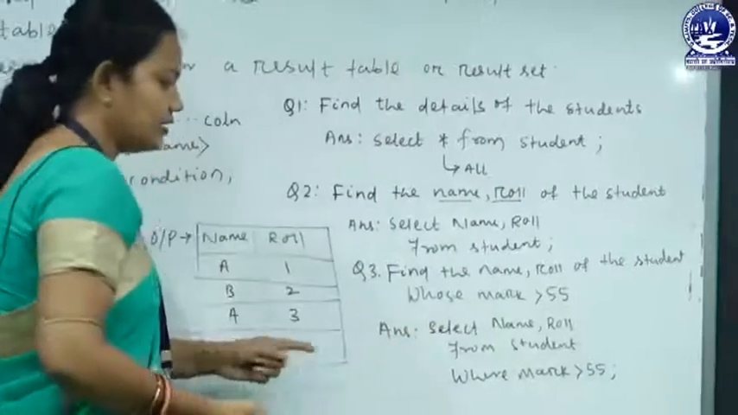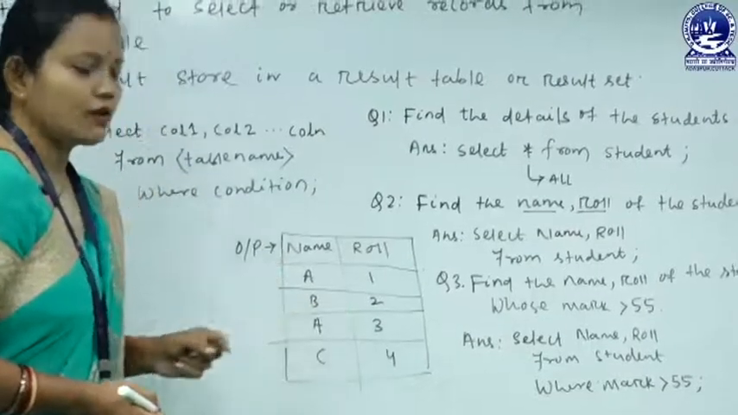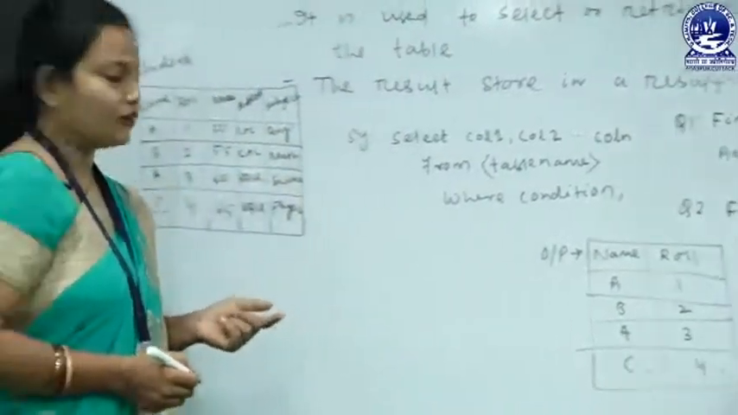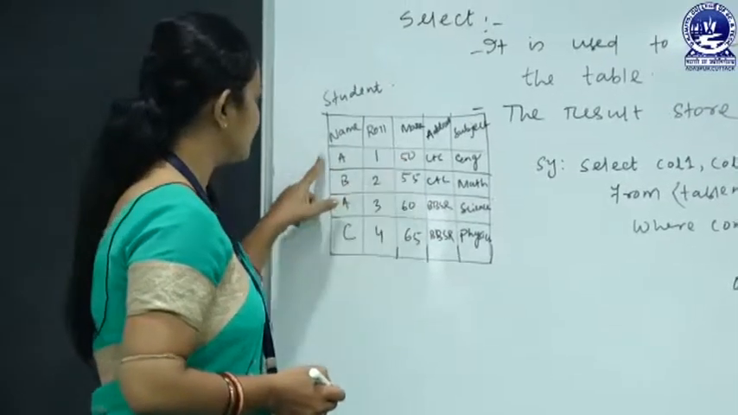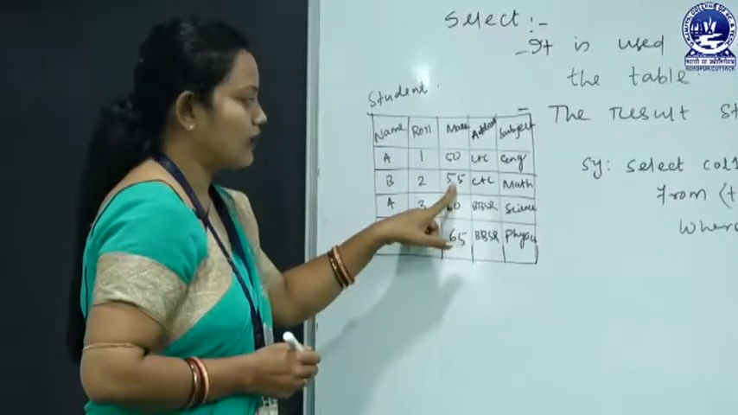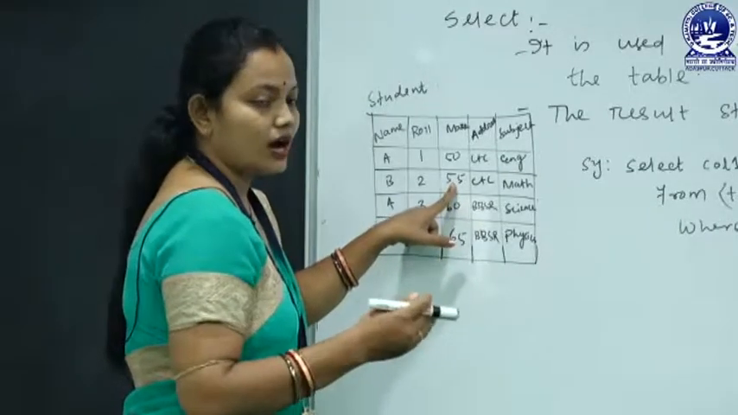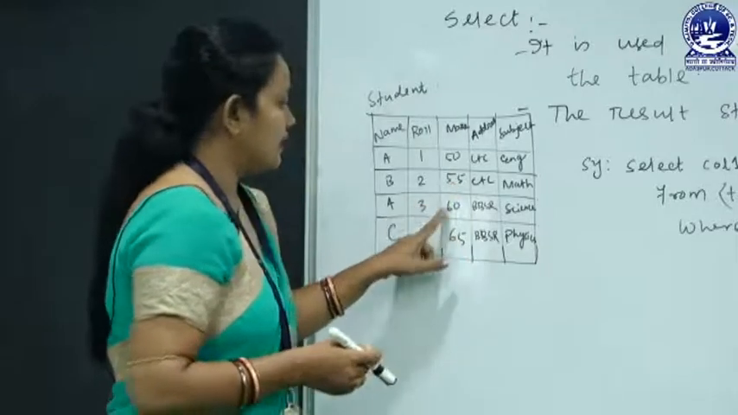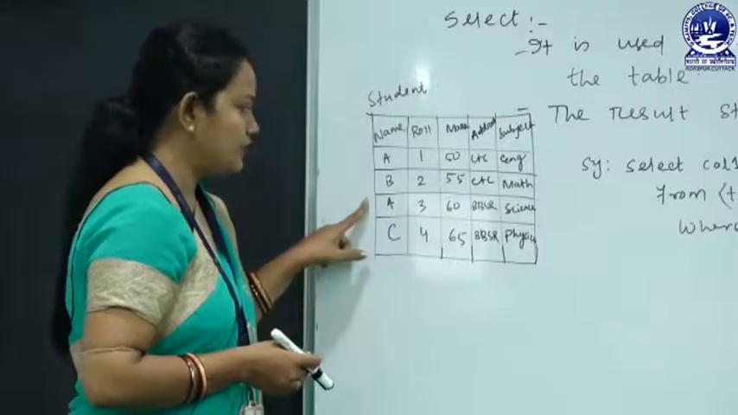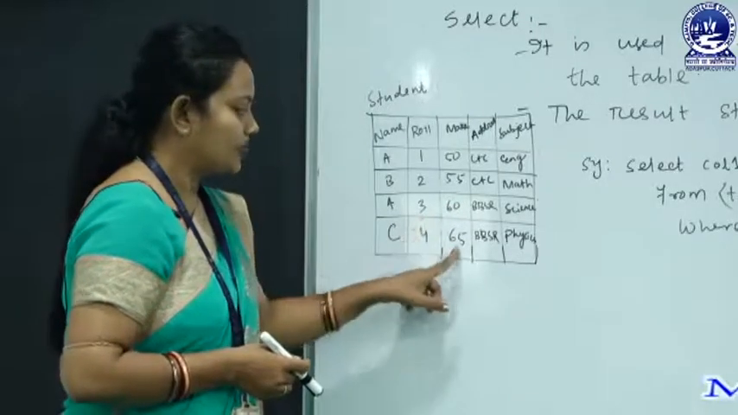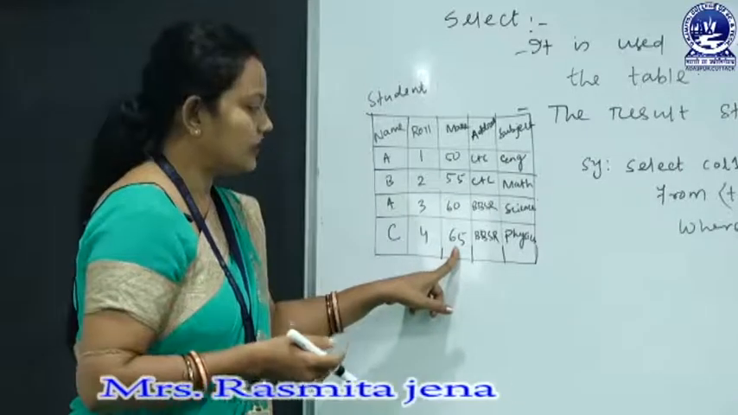Then what will be the result after executing this query? It will filter those students' names and rolls whose mark is greater than 55. You can see here this student has mark 50, so this will be discarded. The second tuple has mark equal to 55. This will also be discarded because we have the condition mark greater than 55. Then the third tuple, mark is greater than 55, so this will be filtered into the resultant relation. Then the next tuple, this mark is greater than 55, so this will also be included in the resultant relation.